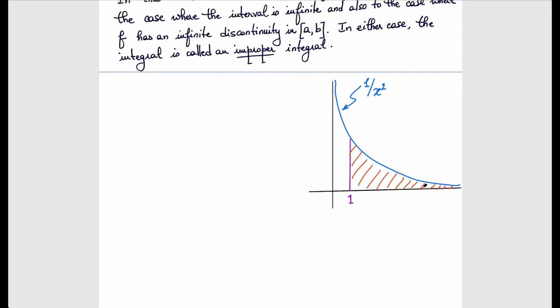You might think, since this region is unbounded, it's infinite in extent, right? It's unbounded, so it keeps going forever. You might think that this area is also infinite. But let's take a closer look. So let's say I truncate this at a fixed number, let's call it t. Let t be bigger than 1, so some number here that's fixed.